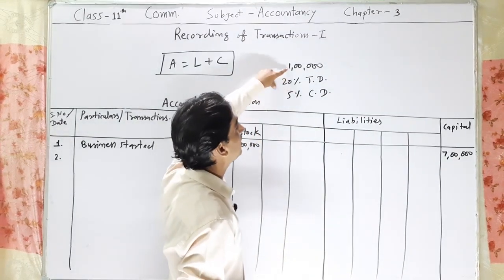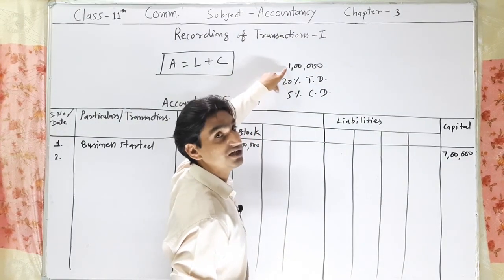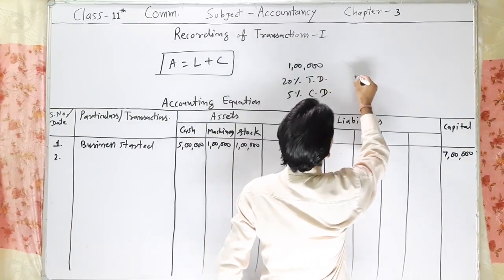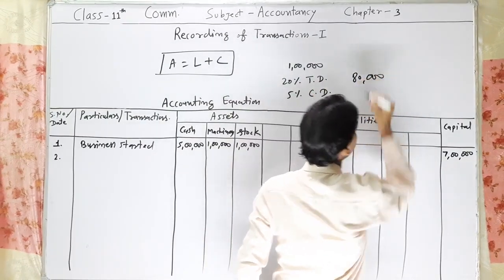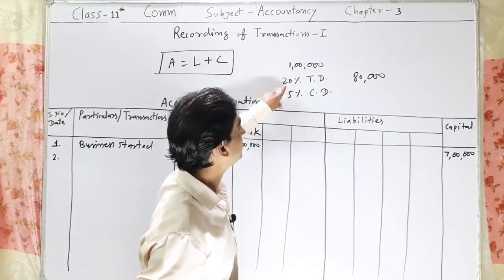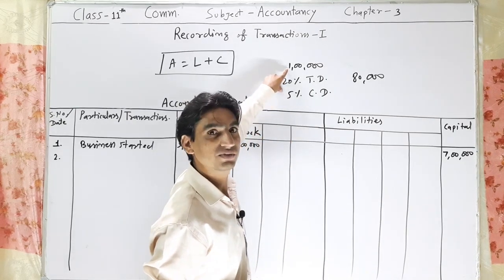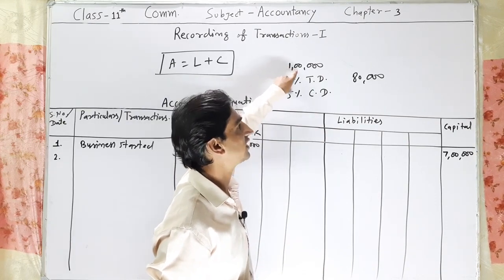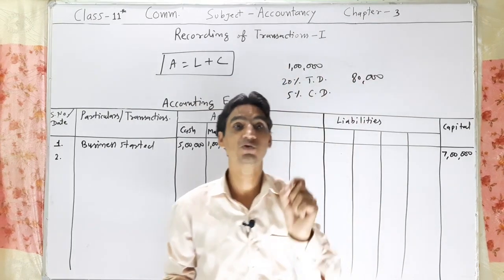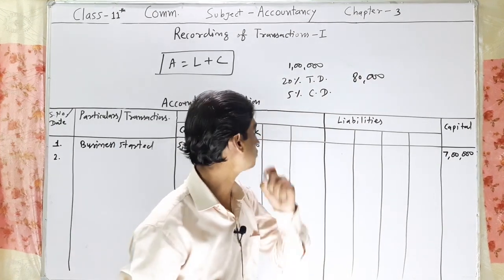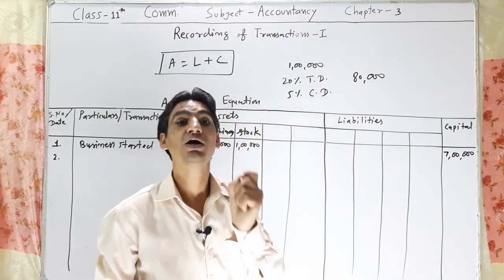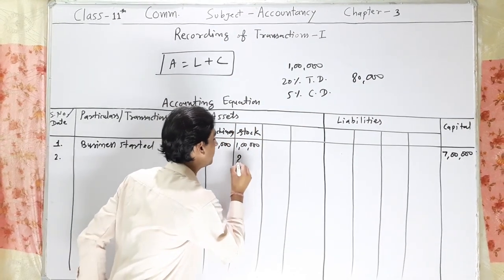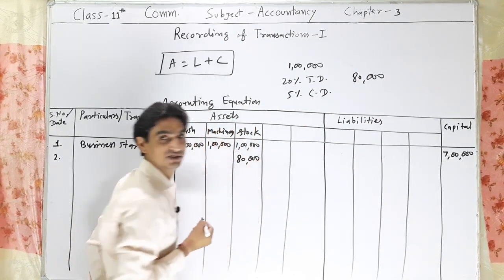So 1 lakh, and 20% of 1 lakh is rupees 20,000. After deducting 20,000 from 1 lakh, the purchase transaction is for 80,000. So you have purchased a total of 80,000, and your stock will be increased by rupees 80,000.